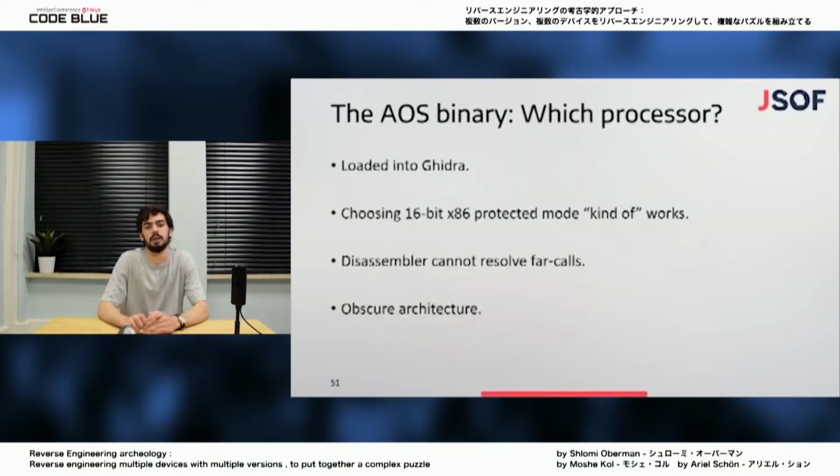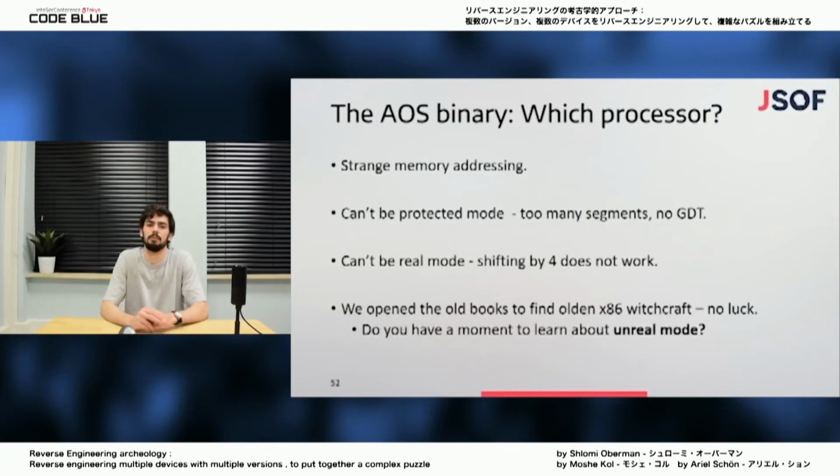After that, we identified some x86 16-bit opcodes, so we loaded it into Ghidra with the right processor module. But we saw that it only kind of works. The disassembler didn't manage to resolve far calls in the code, and we didn't have many XREFs. So we understood that maybe our processor module is not a great fit. And the memory addressing in particular looked very strange.